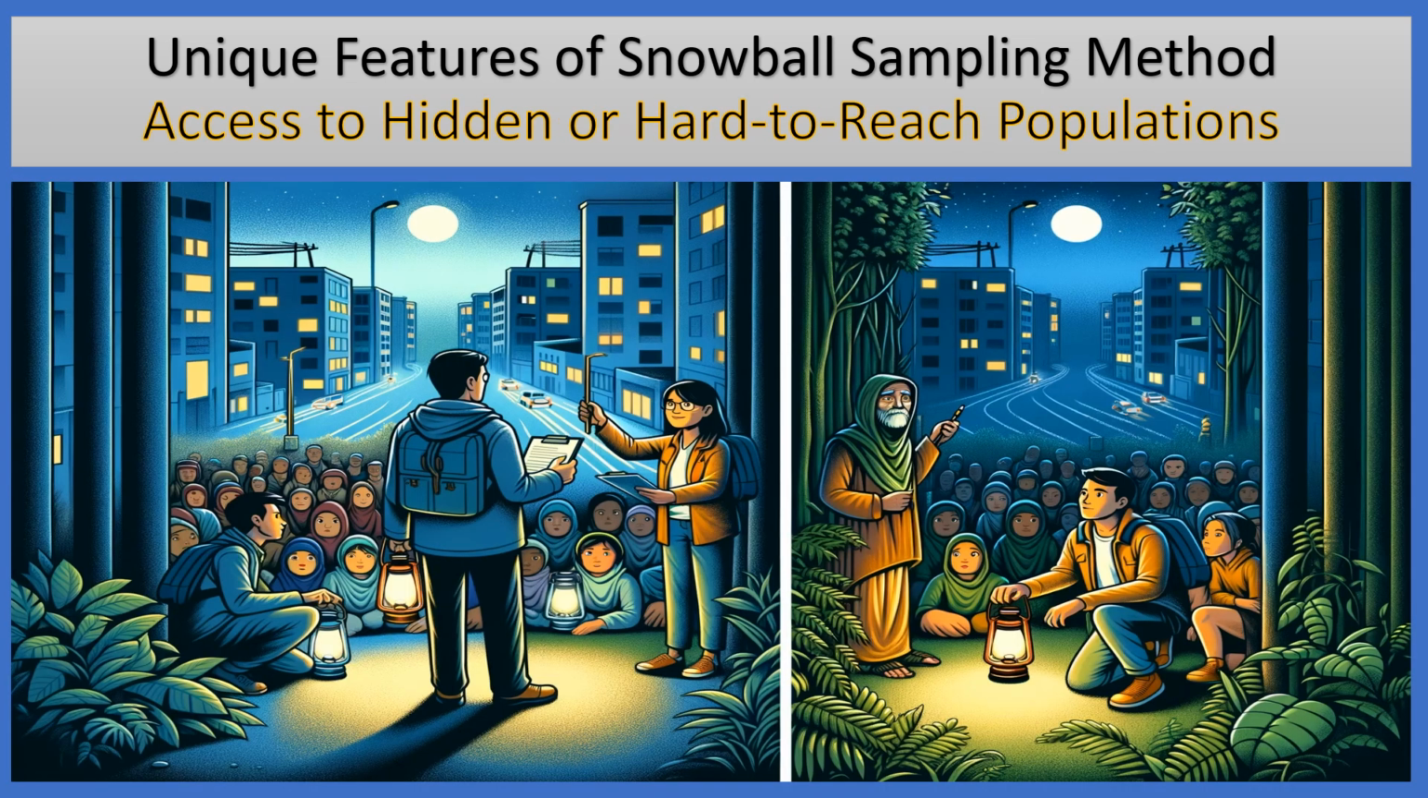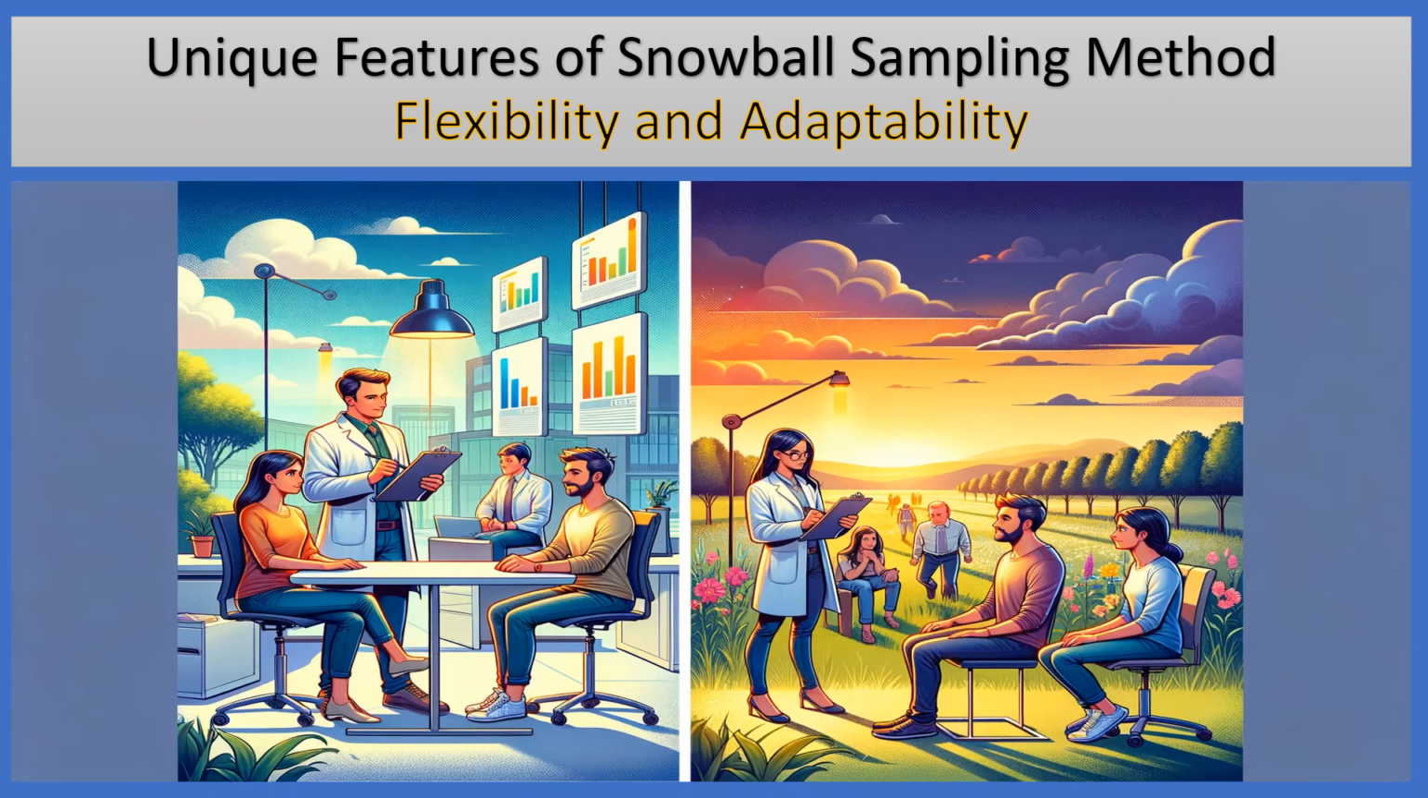Another important feature of the snowball sampling method is access to hidden or hard-to-reach populations. Snowball sampling enables researchers to access populations that may be marginalized or difficult to locate through traditional methods. For example, in a study on undocumented immigrants' experiences in a particular city, participants refer the researcher to others within their social network who may be hesitant to come forward due to legal concerns or fear of deportation.